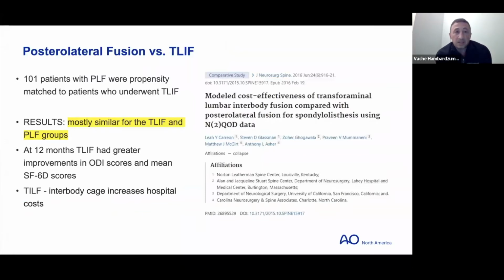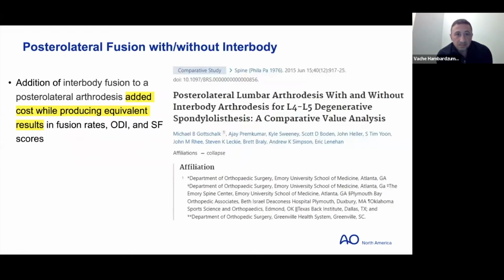This is another study comparing the same TLIF versus posterolateral fusion, with more than 100 patients, and the results were mostly similar in the two groups. However, TLIF had a greater improvement in ODI scores at 12 months, and the authors also noticed that TLIF, understandably, increased the hospital costs. Next slide.